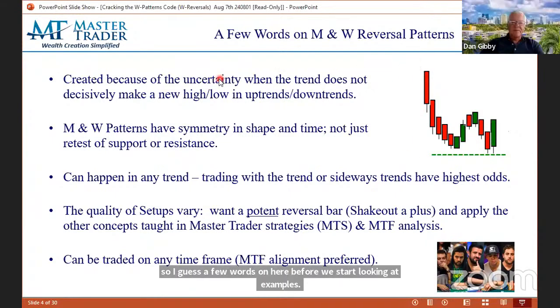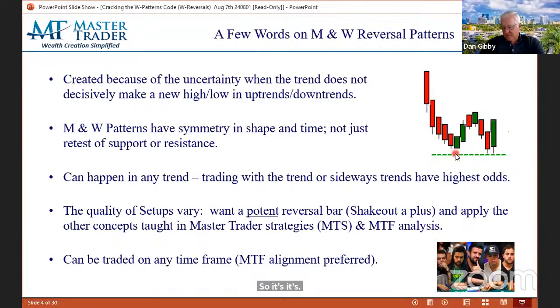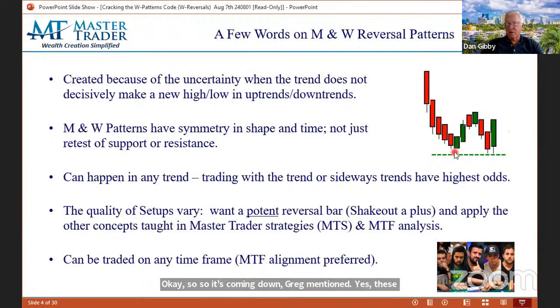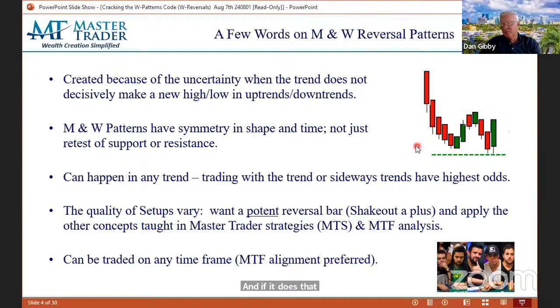So it's coming down. Greg mentioned, yes, these exist in all different trends: up, down, or sideways. You're not going to see them as often in an uptrend, and the reason for that is because we're requiring this big momentum move down. If it does that, unless the stock's extended, it's probably going to crack the prior pivot low.